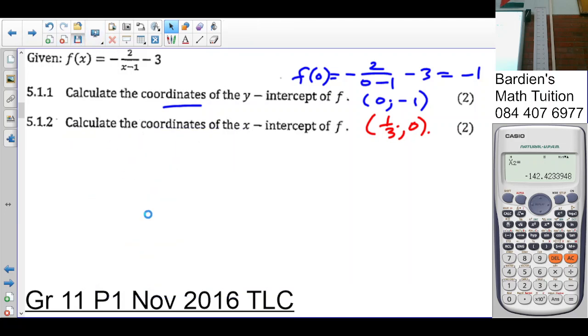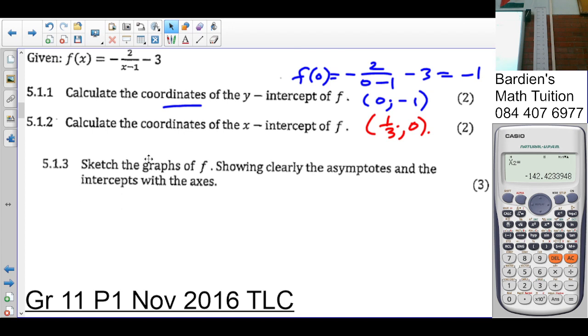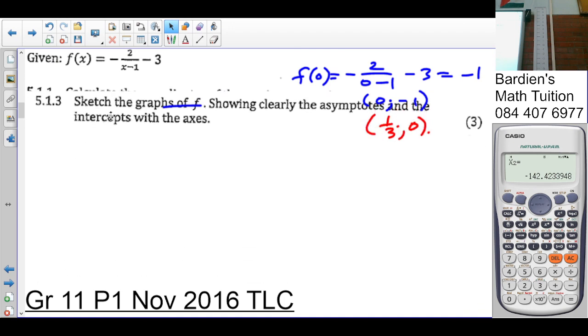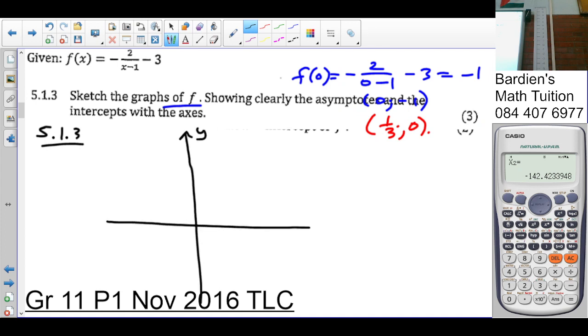Right, let's take this out here. Save that. In 5.1.3 we are told to sketch the graphs of f, showing clearly the asymptotes and the intercepts with the axes. Okay, so this is 5.1.3. So what's the first thing we're drawing? Asymptotes. We have two asymptotes. We have the horizontal asymptote, which is y is equal to minus 3 here, and x is equal to 1.